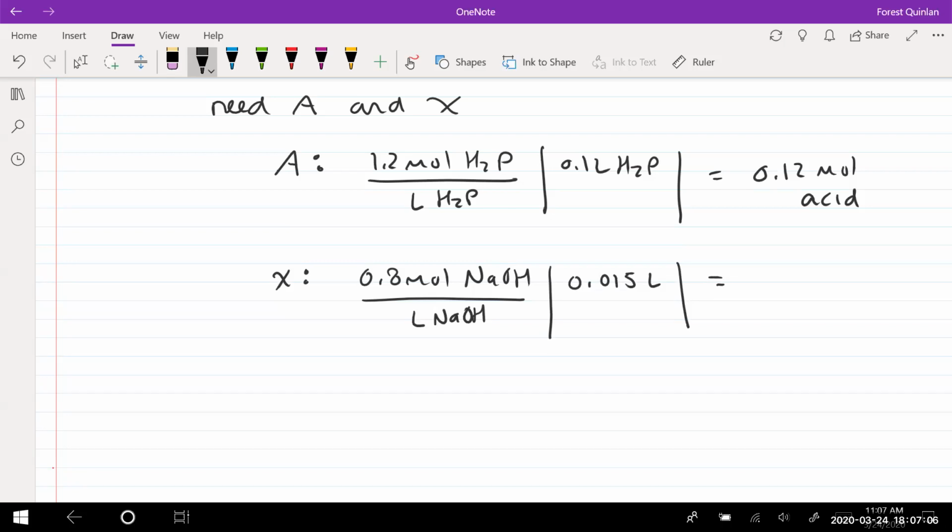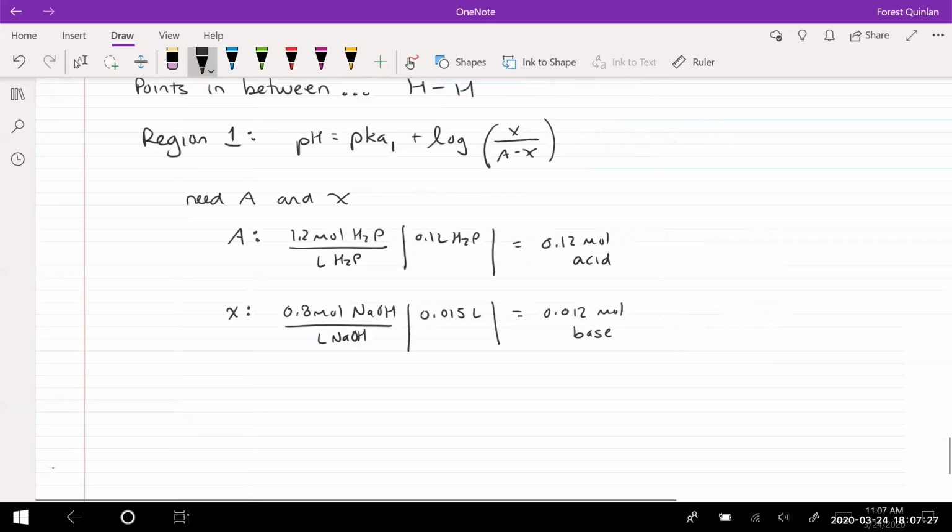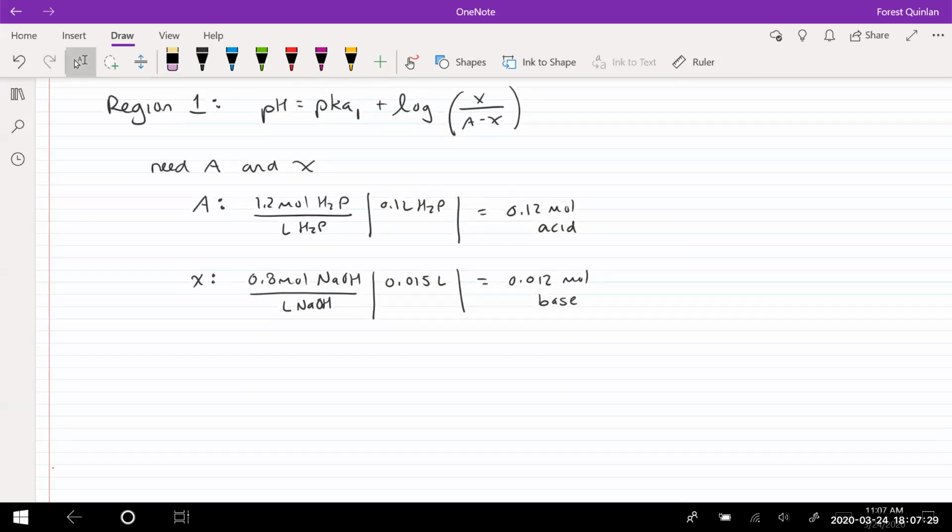And we decided on 15 mils or 0.015 liters. That's what, is that 0.012? 0.012 moles of base. Okay. So knowing that, we're just going to go ahead and plug that in.